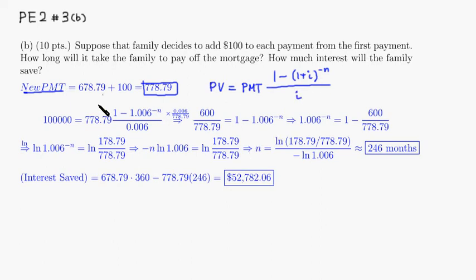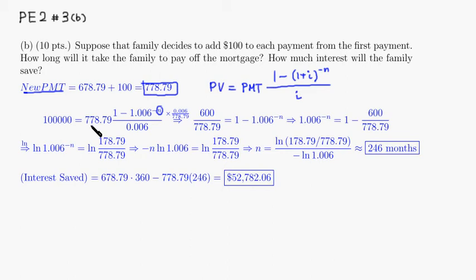So we plug in all the values. The present value is 100,000. The new payment is $778.79. Then you have 1 minus 1 plus 0.006 raised to the negative n. Now we don't know n, so we are looking for that value, and it's divided by i, which is 0.006 again. So we just need to isolate n.